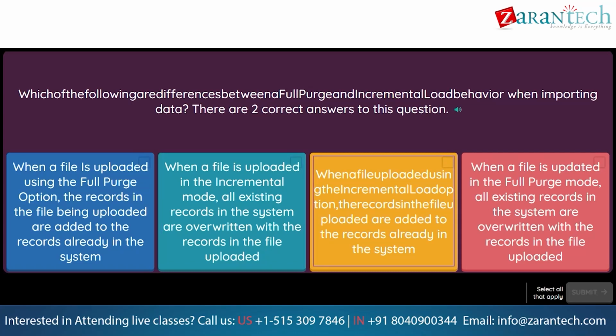Option 3: When a file is uploaded using the incremental load option, the records in the file uploaded are added to the records already in the system. Option 4: When a file is uploaded in the full purge mode, all existing records in the system are overwritten with the records in the file uploaded.